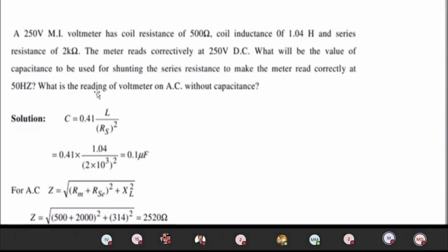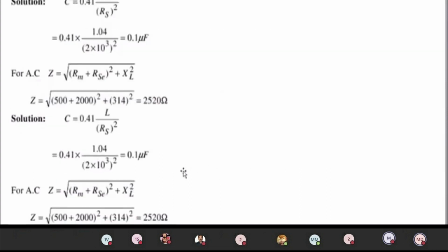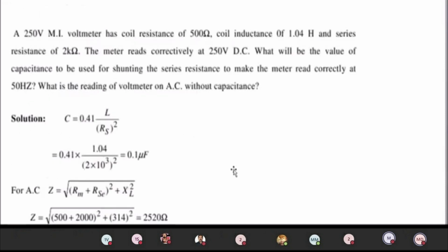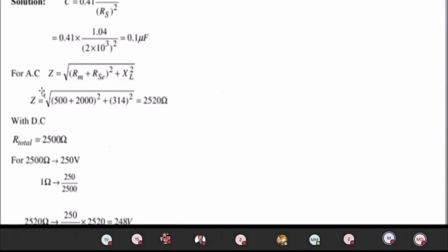Now the question is, what is the reading of voltmeter in AC without capacitance? Without capacitance means we have to omit the capacitance value and use only the inductance value. In general, in an AC circuit, instead of resistance we use the term impedance, because impedance involves both the resistance as well as reactance. The reactance may be inductive or capacitive. So in this question we have to neglect the capacitance, so we are taking the inductive reactance alone.